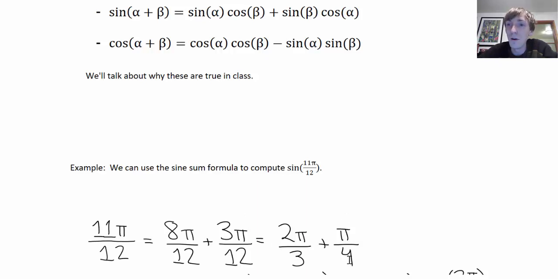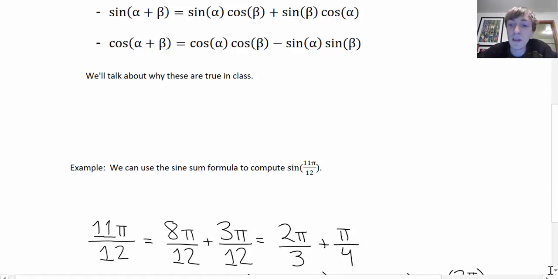Okay, let's pause for a second. How on earth would I have known that if I was just being given 11 pi over 12? Well, I wouldn't. I had to make a little bit of a guess, right? But if I know that I'm going to be using the sine sum formula, then I'm looking for a way to break up 11 pi over 12 as a sum of things that I already know. Otherwise, I'm just not going to get very far, right? So maybe I searched around a little bit until I realized that I could get it to be 2 pi over 3 plus pi over 4.